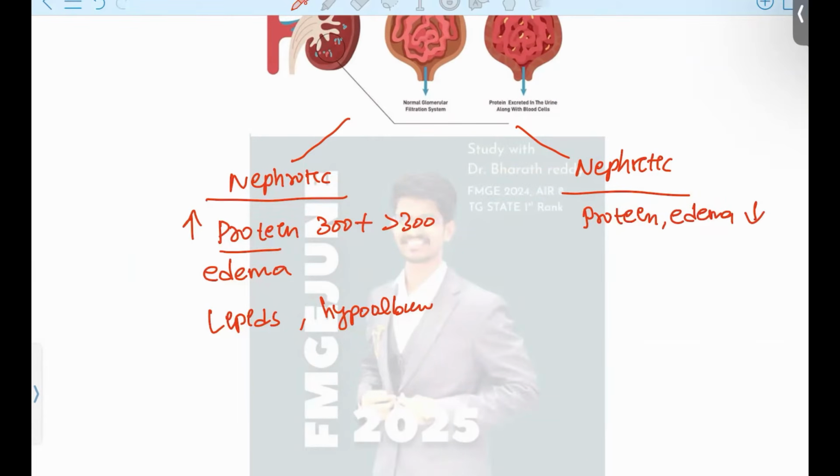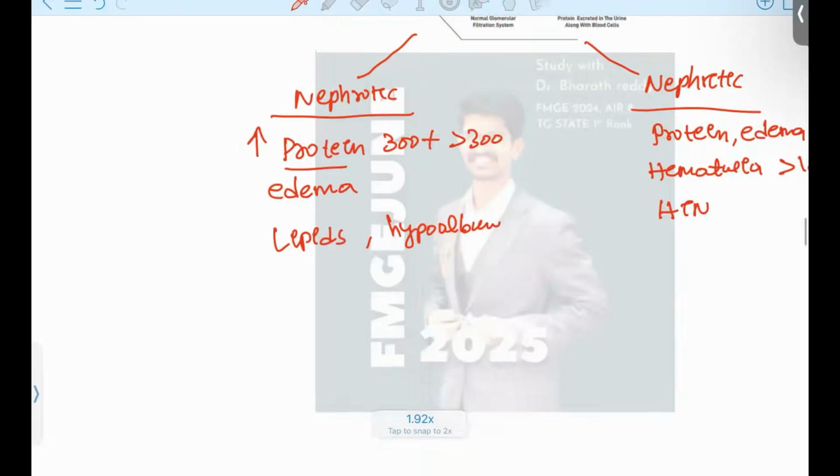And these patients, along with that, will have hematuria. This is significantly seen. More than 10 RBCs is also seen for this patient, and there will be a risk of hypertension. These are the nephritic symptoms. And what are the causes?